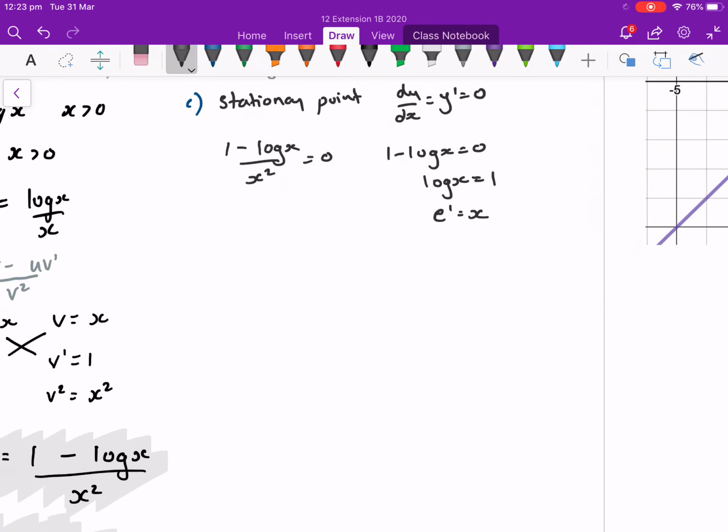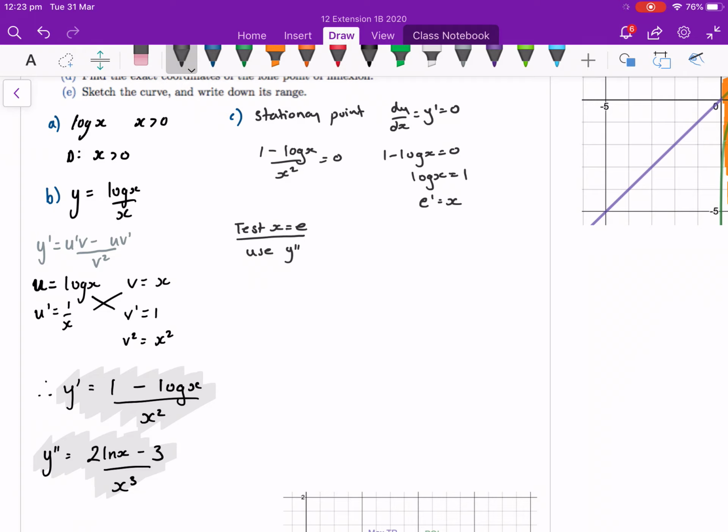Now, however, we do need to test this. And what we can do, because we've already found it, is use the second derivative. So y double dash equals 2 ln e minus 3 on e cubed. Well, ln e is 1, so 2 times ln e is 2 times 1, which is 2, minus 3, is minus 1, so minus 1 on e cubed. Now, that is less than 0, so that means it's concave down. So therefore, x equals e produces a local maximum.